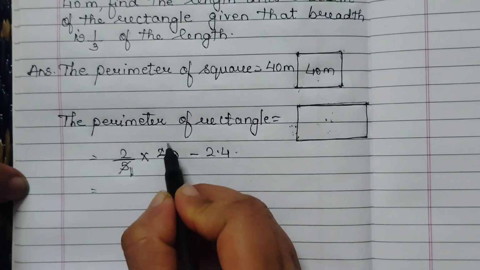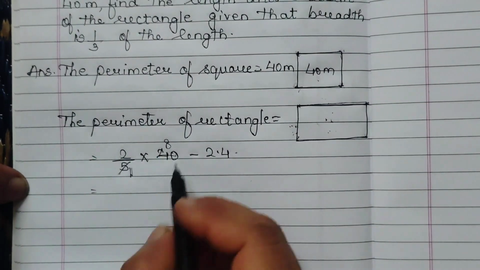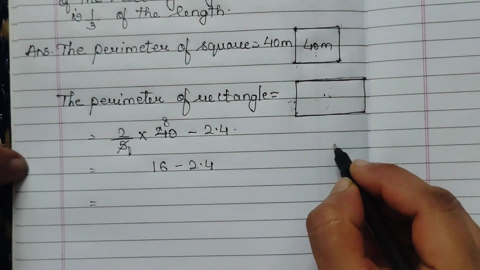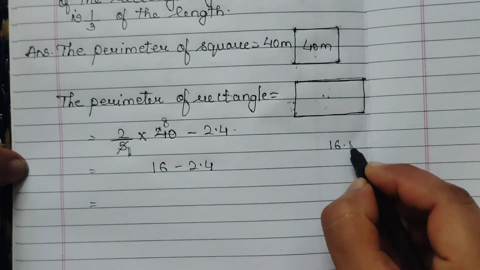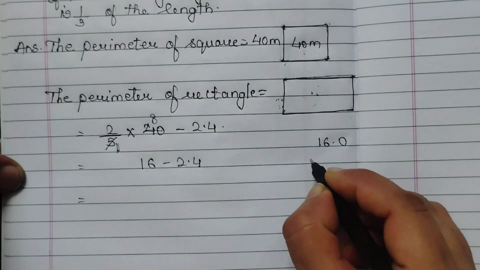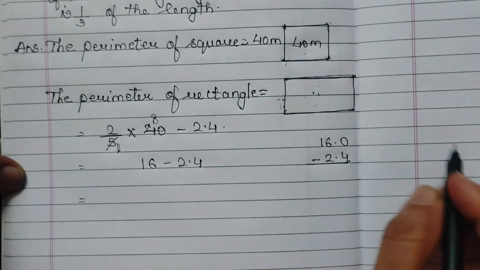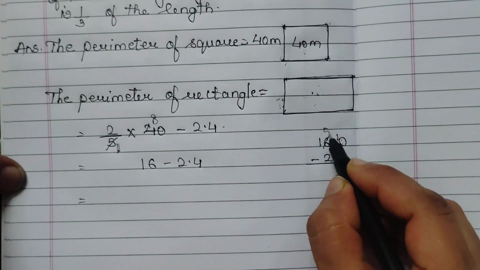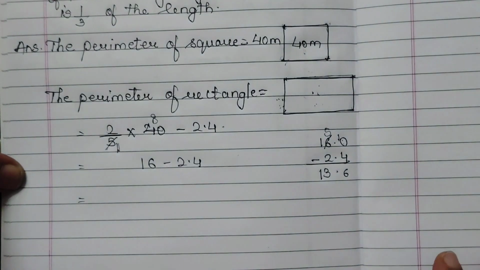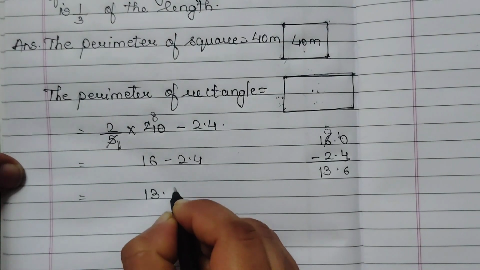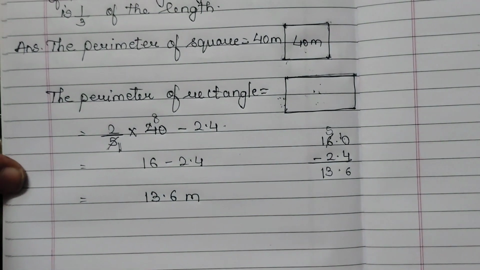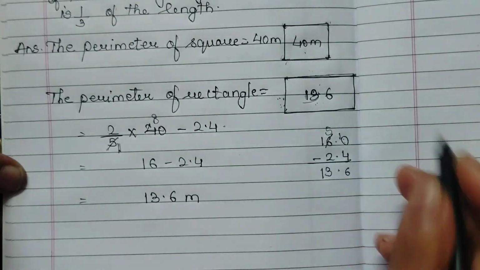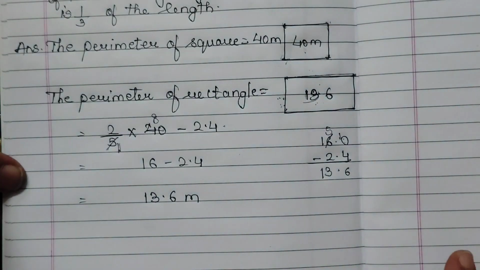Now we reduce this. 5 ones are 5, 5 eights are 40. So what did we get? 8 into 2 is 16, minus 2.4. Now we subtract. 16 is there, here a point is there, so we'll put 16.0 and subtract 2.4, point below point. Now 0 is smaller, so we borrow one from here. 10 minus 4 is 6, and here 5 remains. 5 minus 2 is 3. So we got 13.6 meter. So we got the perimeter of the rectangle as 13.6.